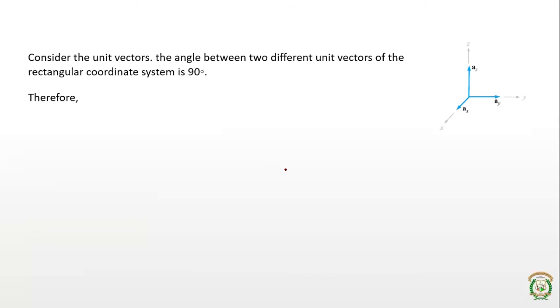So let us see what happens when you find the dot product of unit vectors. As you know, the unit vectors are mutually perpendicular to each other. If this is ax, which is coming out of the screen, ay is to the right, az is to the top, the angle between each of these three vectors is 90 degrees. The angle between ax and ay is 90 degrees, between ay and az is 90, and between az and ax is 90 degrees.